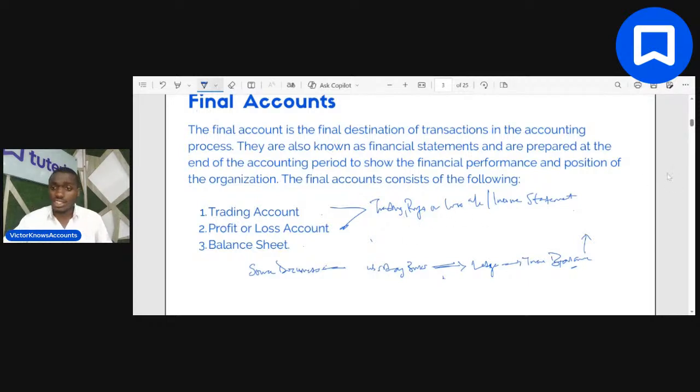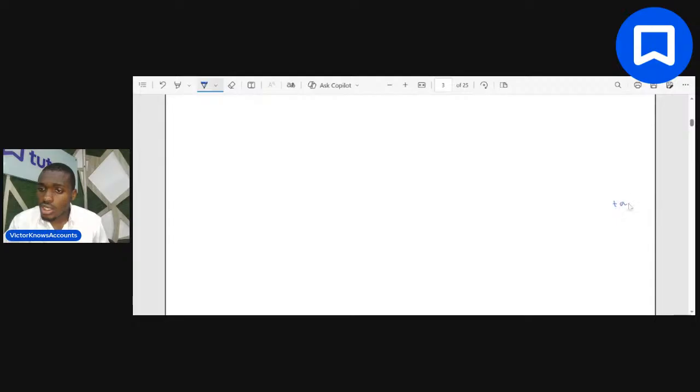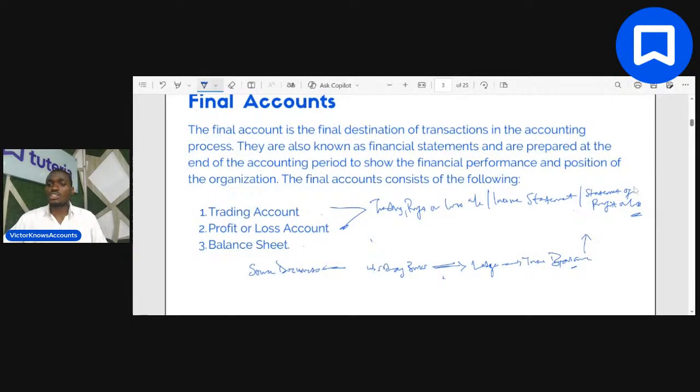Do you understand that? Now, it can also be called statement of profit or loss. Now, this is the IAS name, International Accounting Standard. This is the name they gave to it. All right.